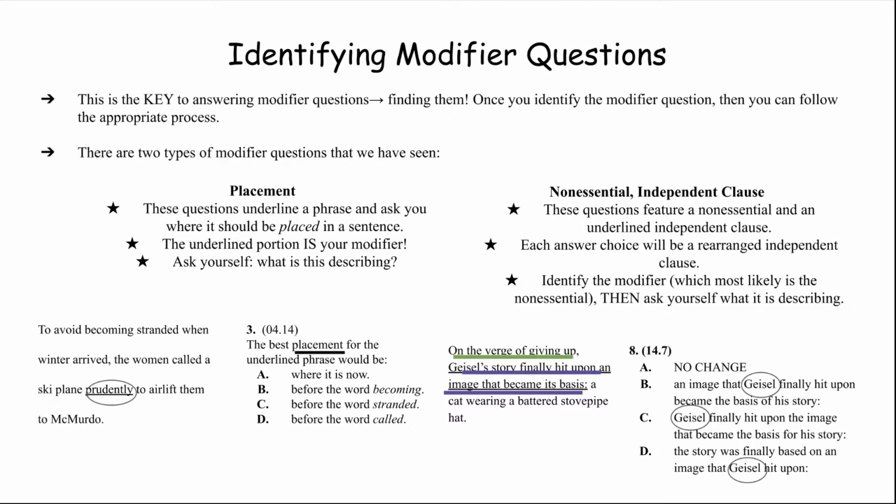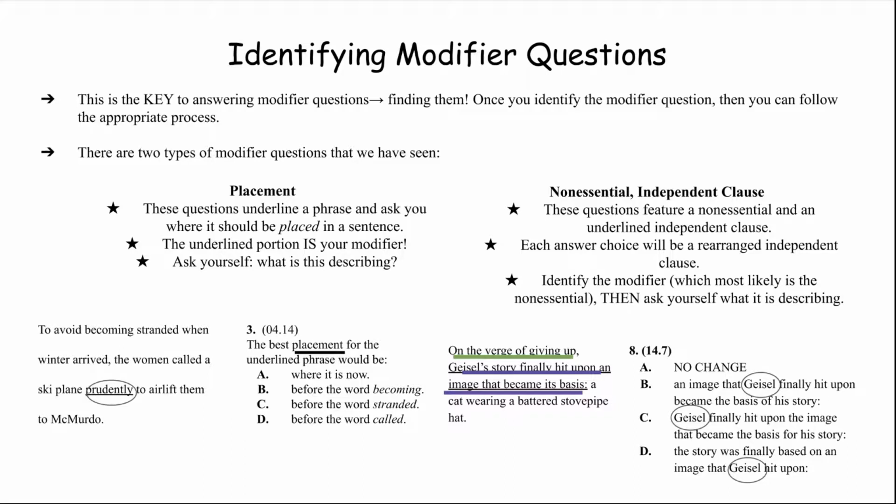Okay, so the key with modifier questions is identifying them. Once you can identify that you're looking at a modifier question, then you can follow the processes that Hayden and I just outlined with those sample questions. So the first type of modifier question was the very first one that we just talked about, placement. In these kinds of questions, they'll underline a phrase and ask you where it should be placed in a sentence. You know right off the bat that the underlined portion is your modifier. So then all you have to do is ask yourself, okay, what is this describing? And place it right next to that word. Okay, so you can see it's asking about placement. We have an underlined modifier.